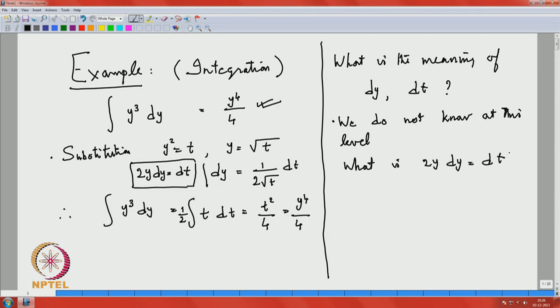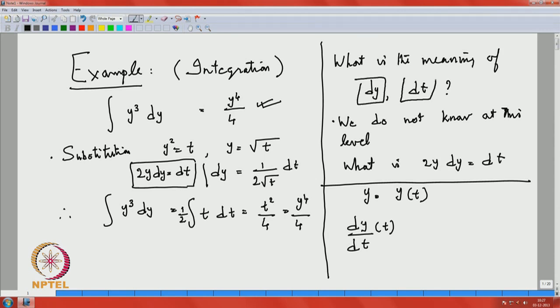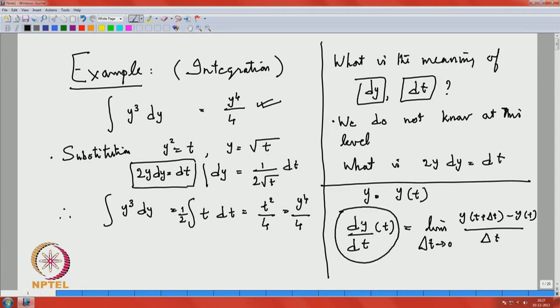So, I want to spend a bit of time here, 2 minutes here. What is your trouble? You have to understand that when you treat y as a function of t, we know what dy by dt is together. You know what this is as a function of t. You do not know what dy is probably, you do not know what dt is. This is a symbolic representation, a notation to understand the meaning of this limit, limit delta t tends to 0, y of t plus delta t minus y of t by delta t. So, you have the meaning of these things as a whole, but you do not have the individual meaning to it.